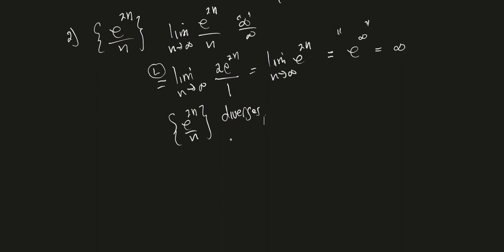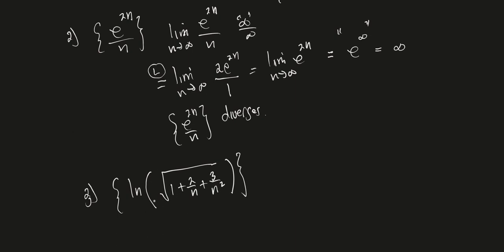All right, so there's that one. Let's look at another one. So this is number 3. So let's say we have the sequence, the natural log of the square root of 1 plus 2 over n plus 3 over n squared. All right.